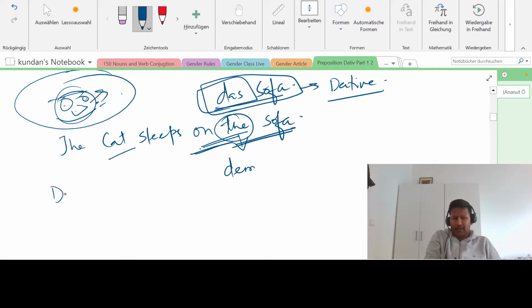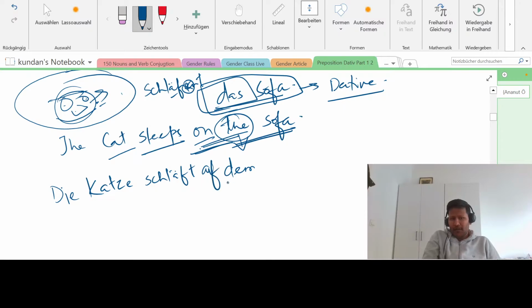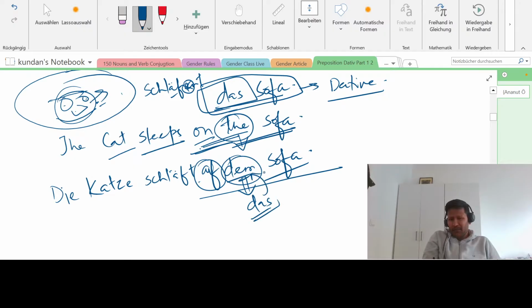So now let us make the sentence. Die Katze and sleep, schlafen. Remove this, put t, and here this will change to an umlaut. Die Katze schläft auf dem Sofa. I hope this one is very, very clear. Because of auf, das changed to dem. And that's why it is called Wechselpräposition.